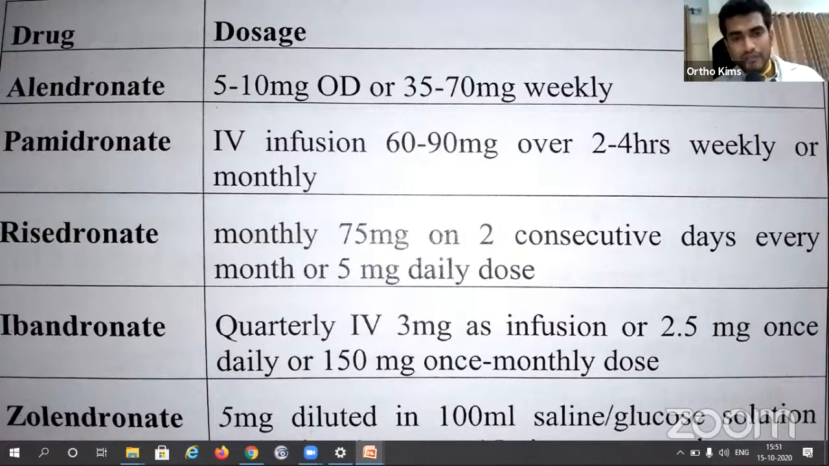Risedronate monthly 75 milligram on 2 consecutive days every month or 5 milligram daily dose. Ibandronate quarterly IV 3 milligram as infusion or 2.5 milligram once daily or 150 milligram once monthly dose. Zoledronate, that is 5 milligram diluted in 100 ml saline and glucose solution.